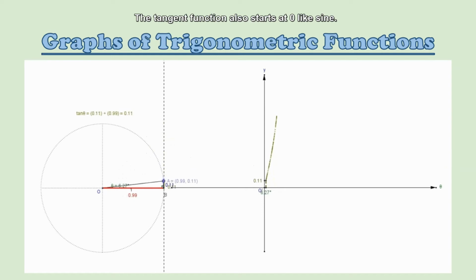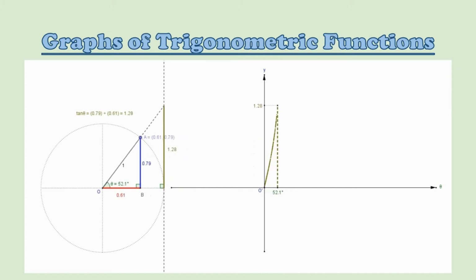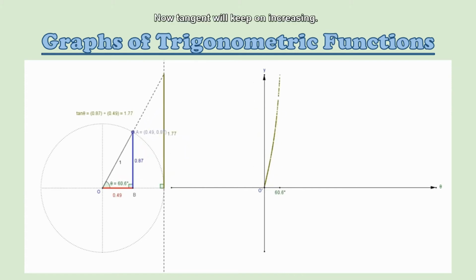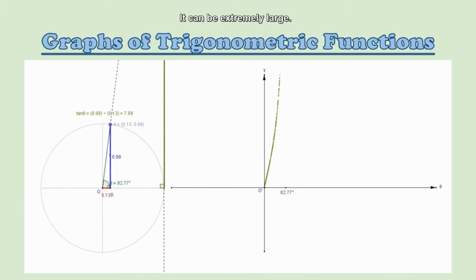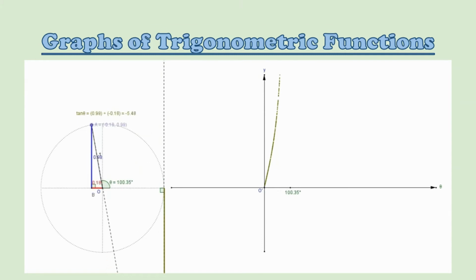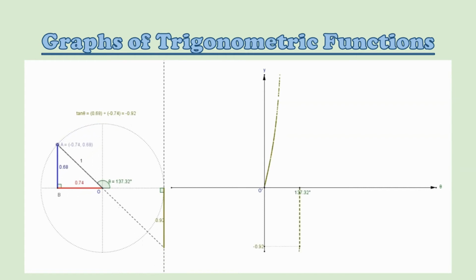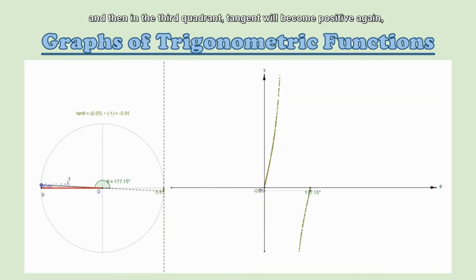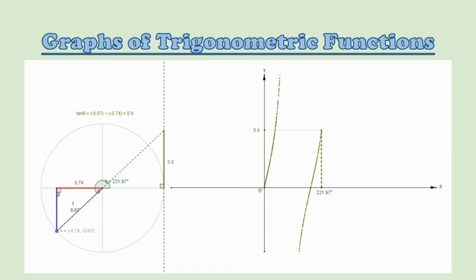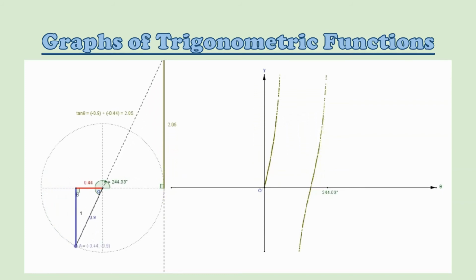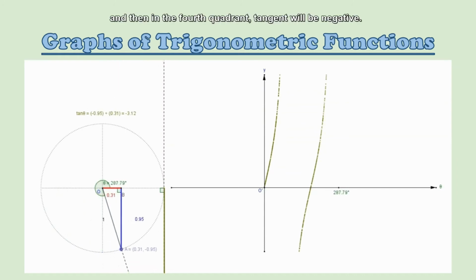The tangent function also starts at 0, like sine. Now tangent will keep on increasing, it can be extremely large. In the second quadrant, tangent is negative. And then in the third quadrant, tangent will become positive again. And then in the fourth quadrant, tangent will be negative.